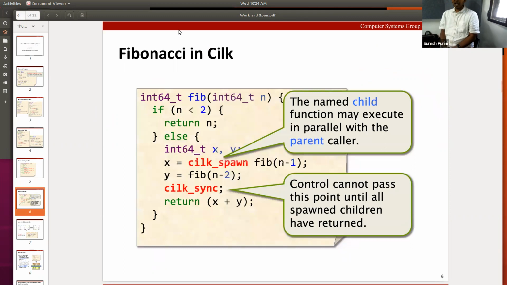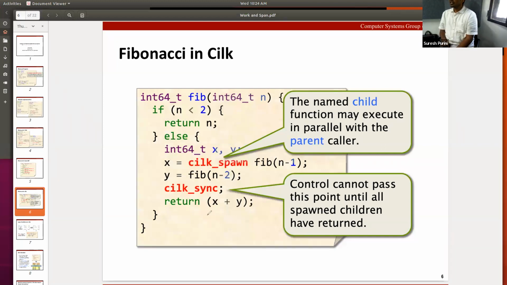And then we have Cilk. So in Cilk, what you do here is there are a few keywords. You can annotate your C program or C++ program using keywords such as cilk_spawn and cilk_sync. So here you spawn this new thread, cilk_spawn fib(n-1). The named child function may execute in parallel with the parent caller.